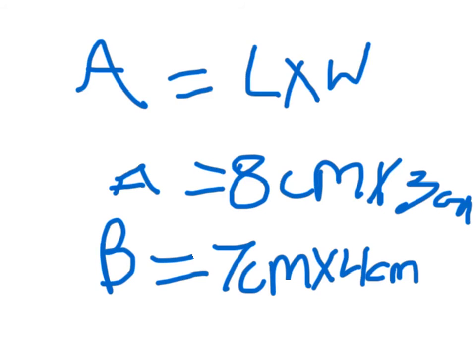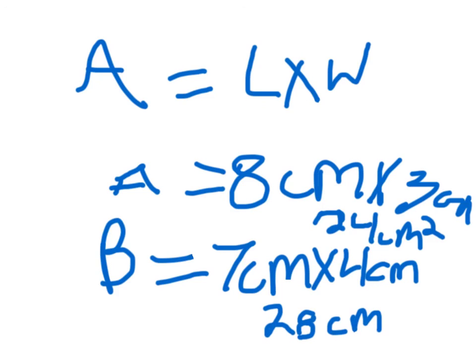And so A, 8 centimeters times 3 centimeters is 24 centimeters squared. And 7 times 4 centimeters equals 28 centimeters squared.